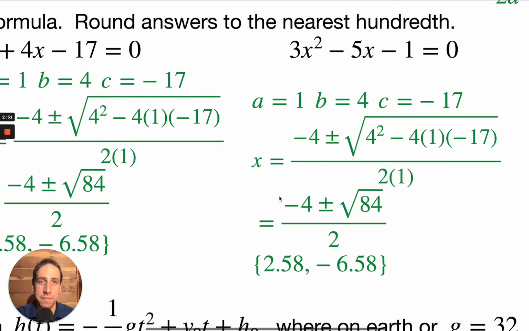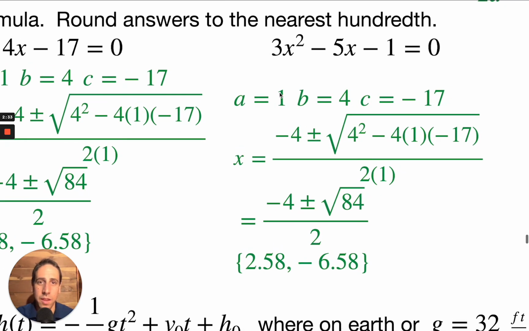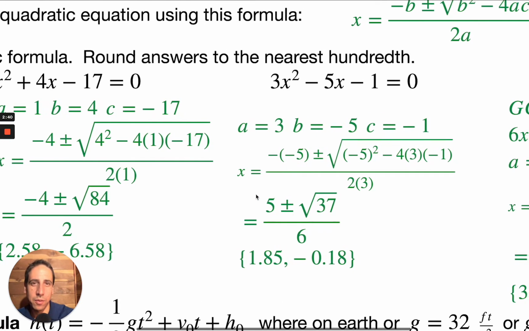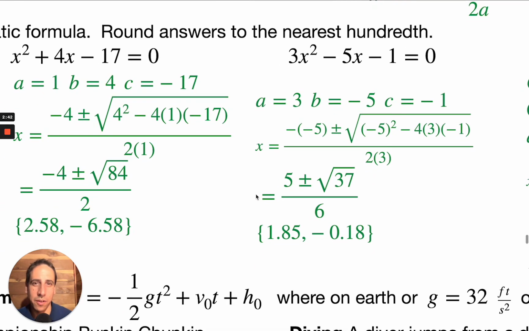Here, a is not 1. All right, moving right along. We got 3x squared minus 5x minus 1 is equal to 0. A is 3, b is negative 5, c is negative 1. X equals negative b plus or minus the square root of b squared minus 4ac all over 2a.